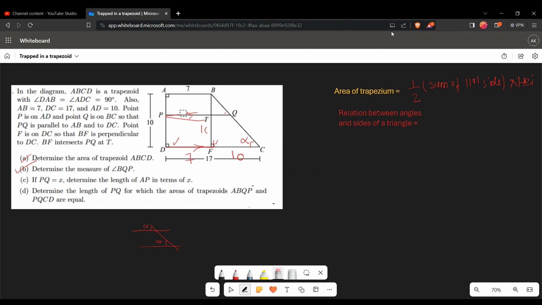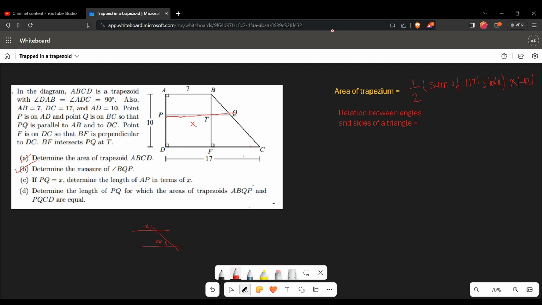We'll mark what is required for the next question. Otherwise, it will create a mess over here. So I will erase the markings, and we know that PQ is x. Yes, this side is x, and we need to find the AP length.